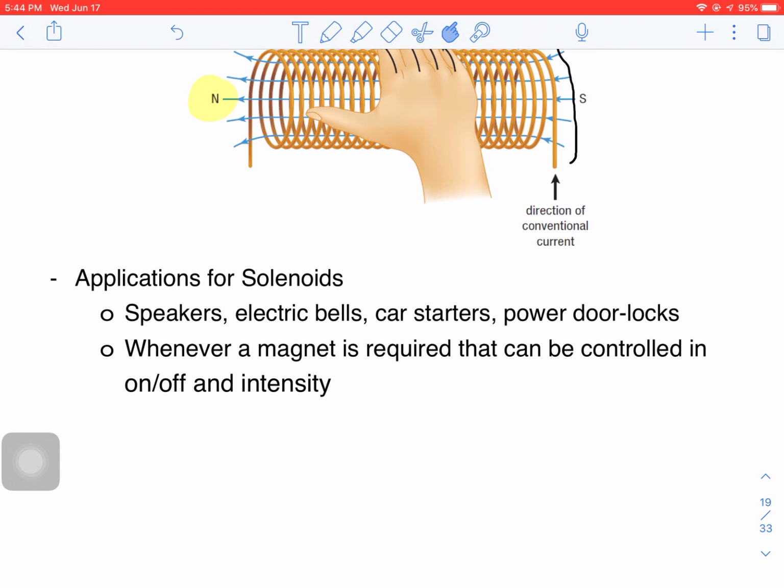If I have an electric bell, electric bells are the same. I'm pulling a little hammer onto the metal bell part, and it's ding-a-ling-ling-ling. Basically, every time it hits the bell, a magnet is pulling it onto the bell, so it strikes the bell. The starter in a car, power locks for my car, or power windows even, all these things use solenoids to make them work.